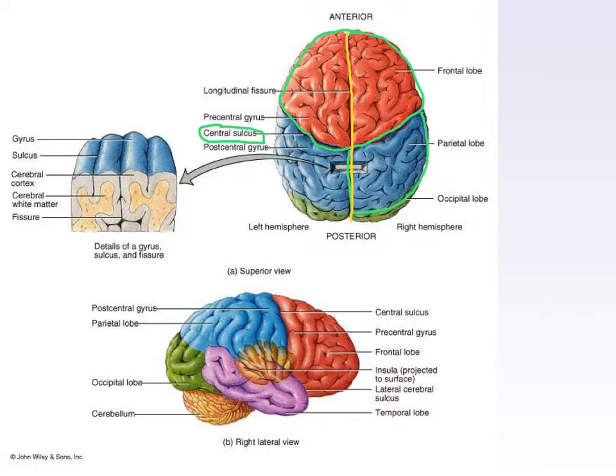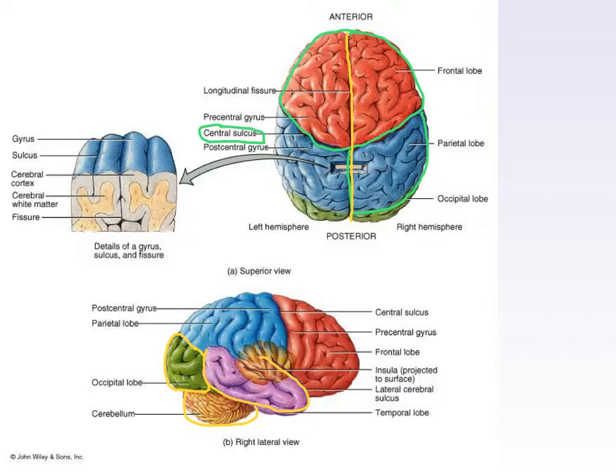Down here you can see the temporal lobe, which is on the side of your brain where your temple's at. And in the back you can see right here the occipital lobe where the primary visual cortex is located. And down here you have the cerebellum.